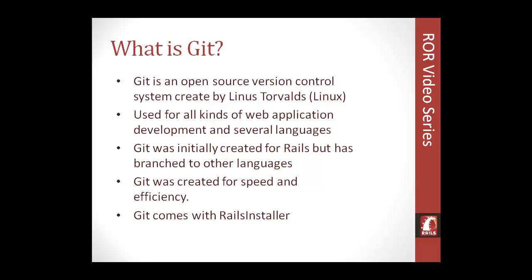It was initially created for Ruby on Rails, but now it supports Java and PHP and a bunch of other languages and frameworks. And what Git was created for is to track apps. It's to track your files and any changes you make in your files from within the app.